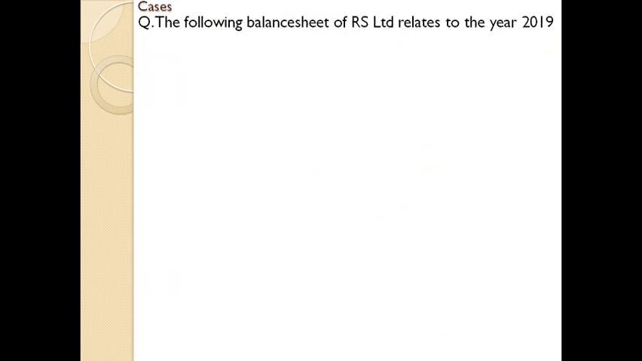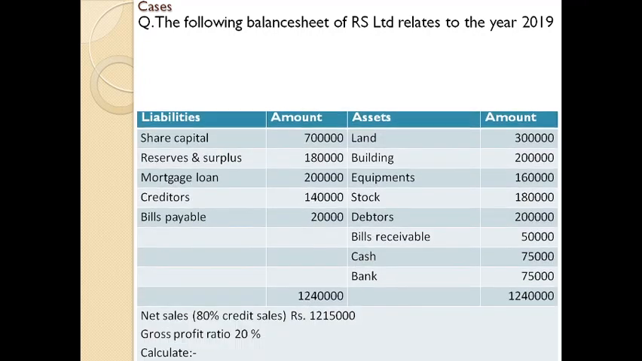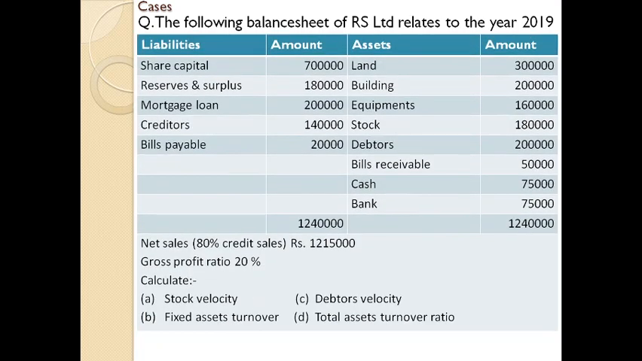The following balance sheet of RS Limited relates to the year 2019. This is the balance sheet: liabilities, amount, assets, amount. Just go through the items in the balance sheet. Is there any item which you may find unfamiliar? Just familiarize yourself with it.